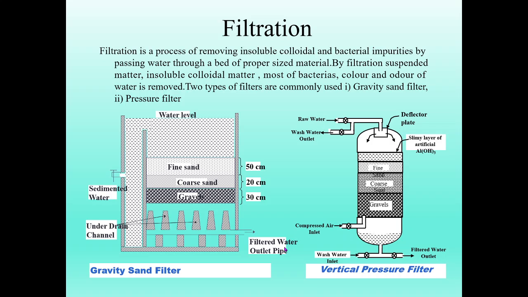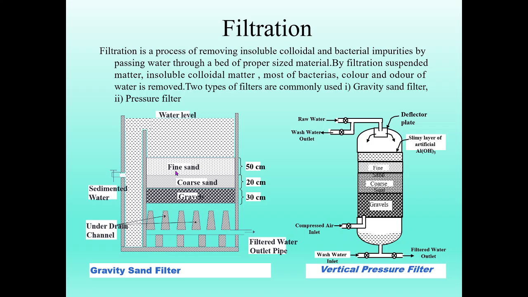The rate of filtration after 24 hours of use becomes slow due to clogging of pores on the top sand layer by impurities retained in the pores. Therefore, the portion of the top fine sand layer is scraped off and replaced by a new sand layer. The filter is put to use again. These filters are best used for municipal water supply.